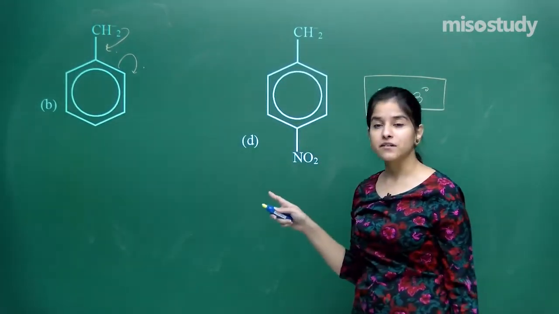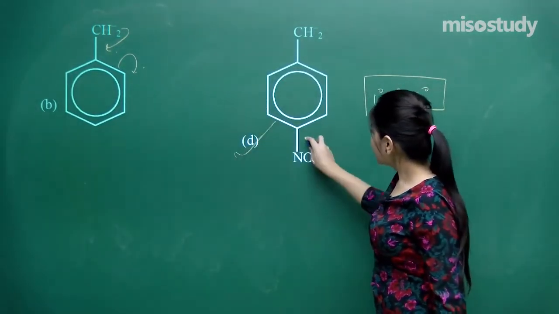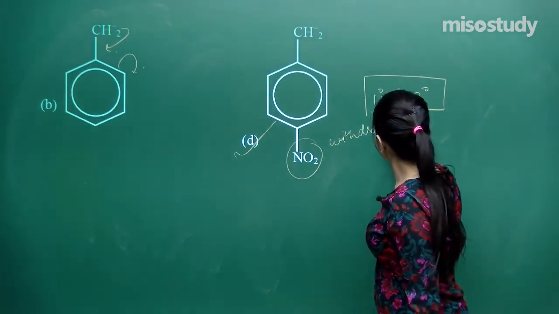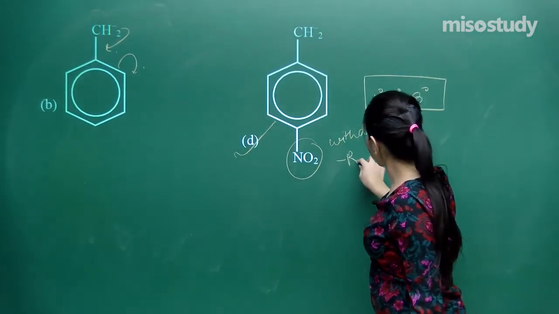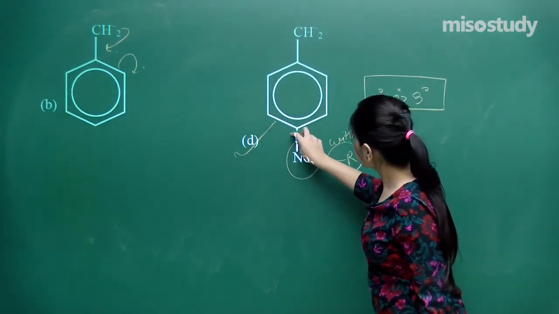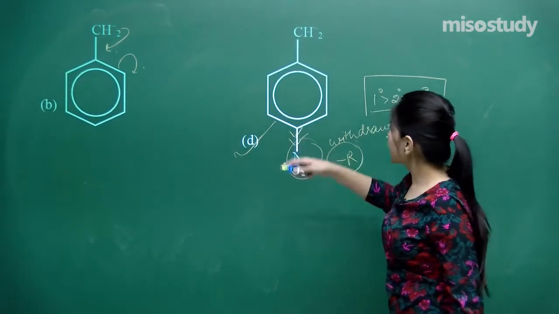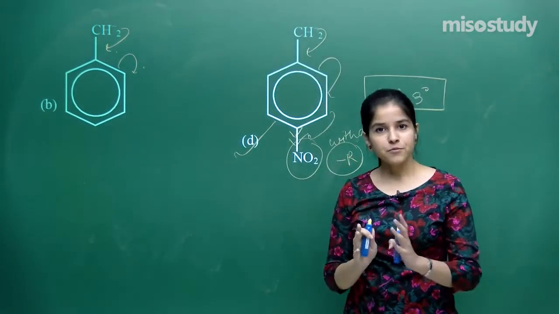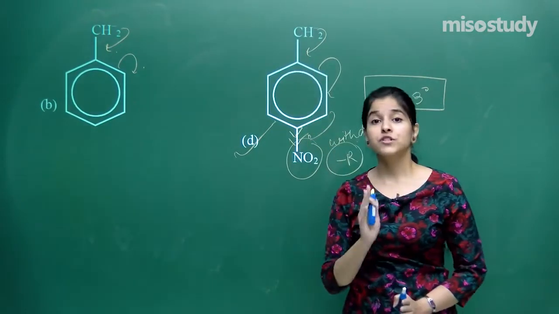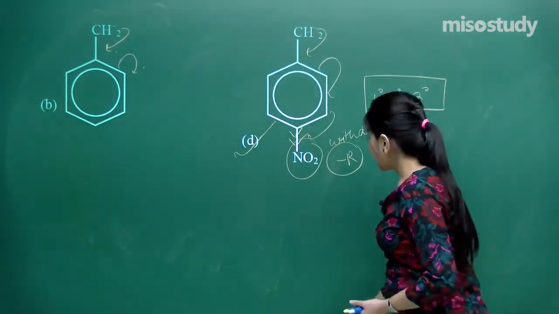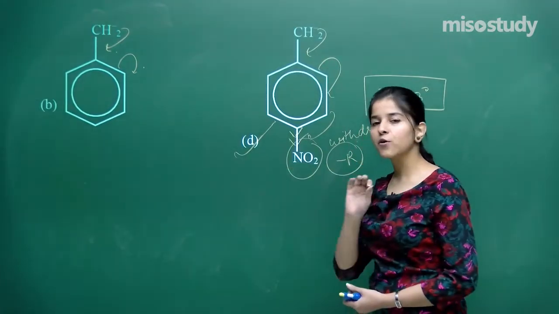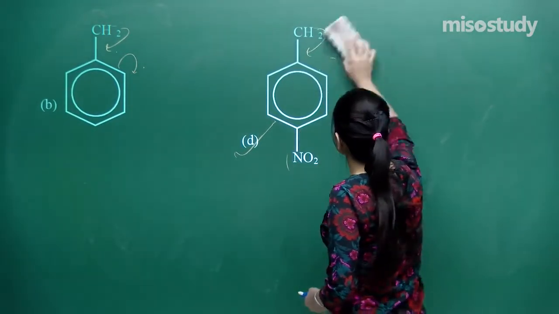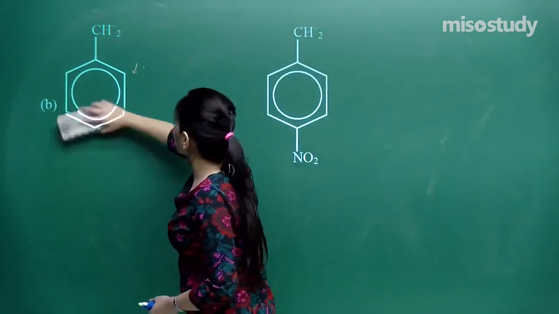But if you see over here in the option D, it is withdrawing. It is showing minus R effect. That means it is actually taking up the electrons, that means dispersing these electrons like that. That means here it will be the most stable carbon ion. So I have got my option as D. I hope everybody has got the idea. It was very simple. You just need to have a proper knowledge of all the reagents attached.